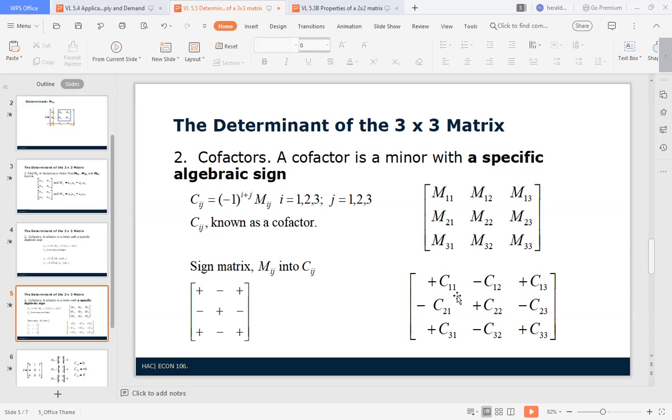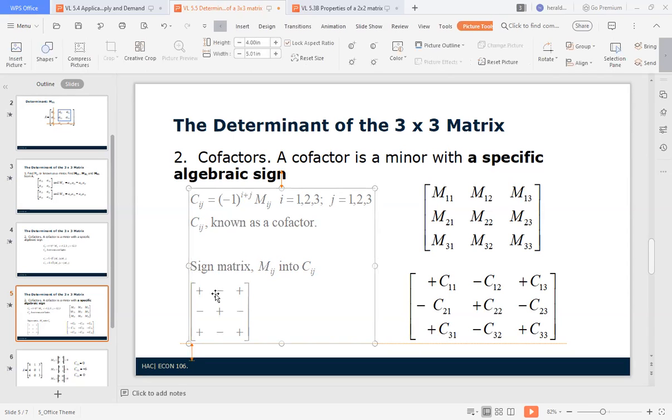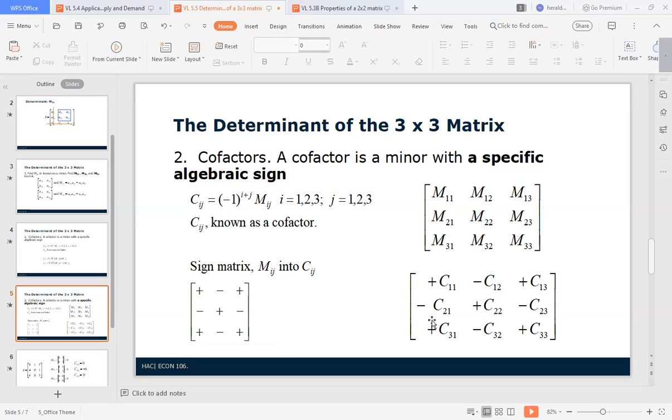Taking it in a more general sense, the sign matrix for converting or transforming a minor to a cofactor would be this. Where do the signs come from? Odd, even, odd, even, odd, even. But say, for example, your minor is negative. For example, if your M11 is negative, what would be the sign of your C11?